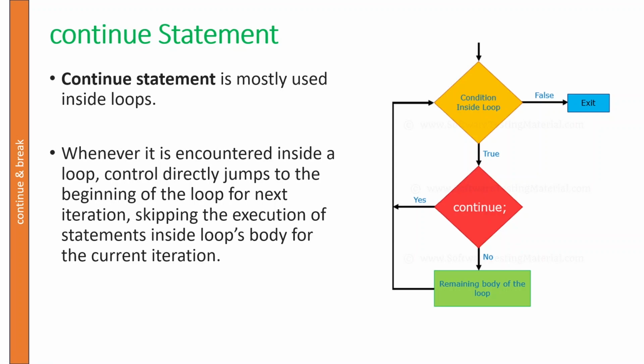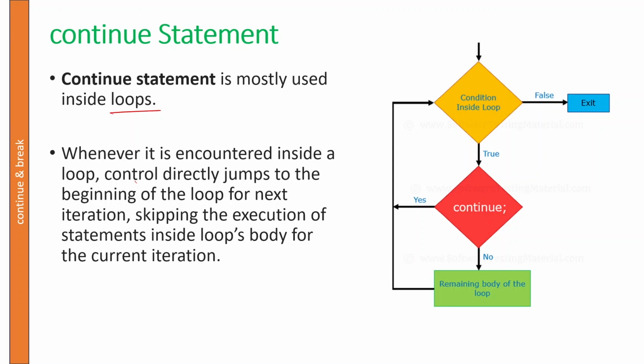In this video, we will discuss how to use continue and break keyword. When you use continue keyword, your loop will be skipped only one time. Only one iteration will be skipped. Continue statement is mostly used inside loops, right? Whenever it is encountered inside the loop, control directly jumps to the beginning of the loop for the next iteration, skipping the remaining part.